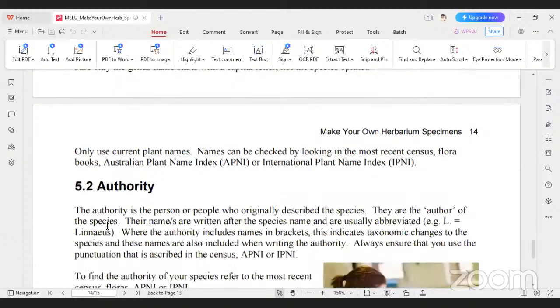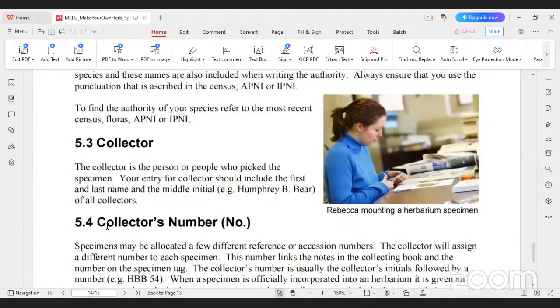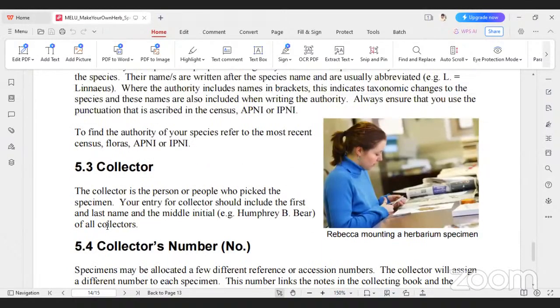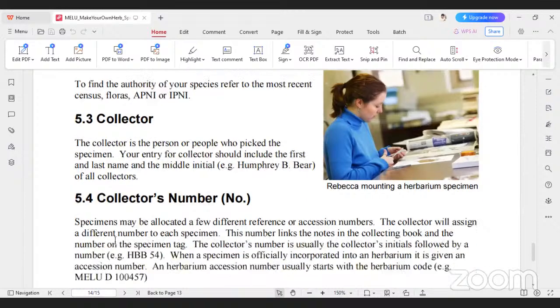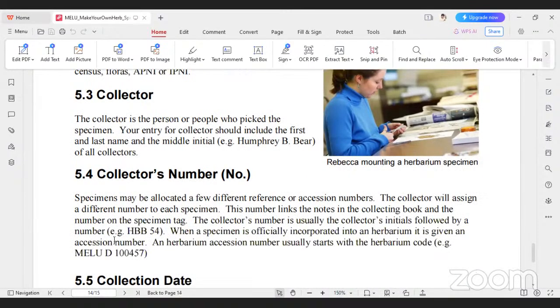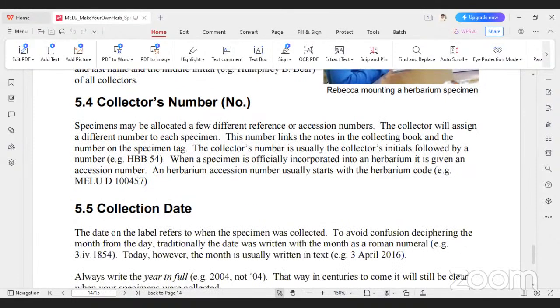After nomenclature, the author name of the nomenclator, then the collector name. The collector is the person who picked the specimen. Your entry for collector should include the first and last name and middle initial, for example, Umfari B. Beer. Also the collector number, the collection number.